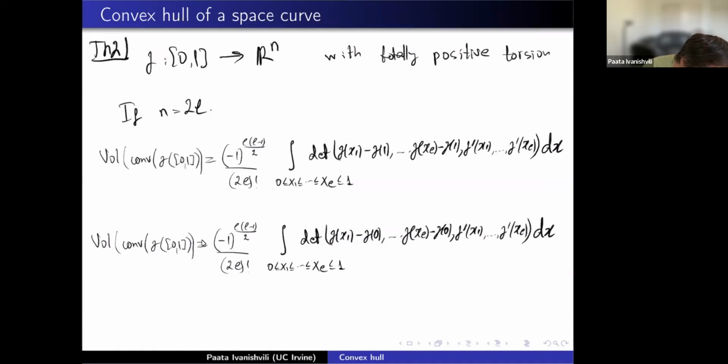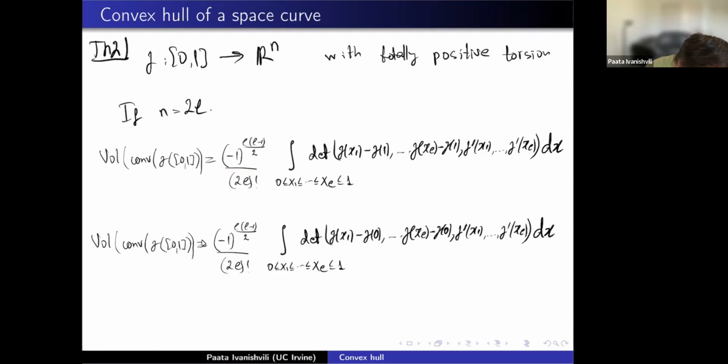So here is the theorem. Now I will write with R^m because I don't see the reason to state with n+1. So it's a curve with totally positive torsion. If n is odd, okay, now I switched a bit. If n is odd, then the volume of the convex hull of gamma [0,1] equals, okay, here's the formula. There is some plus-minus 1. You can ignore this if you just put the absolute value. It's divided by 1/2 L factorial. You should think of it like n factorial. And then you integrate the following thing.